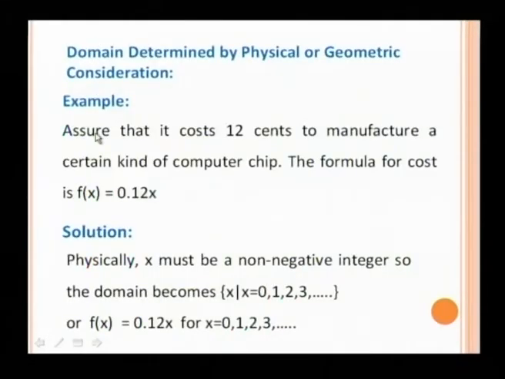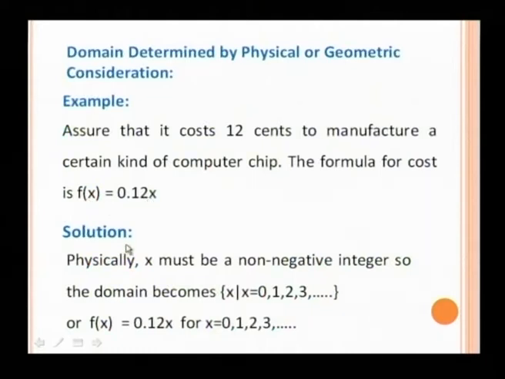We have an example which shows that it costs 12 cents to manufacture a certain kind of computer chip. Here the formula of the cost to manufacture a computer chip would be considered as f of x is equal to 0.12x.